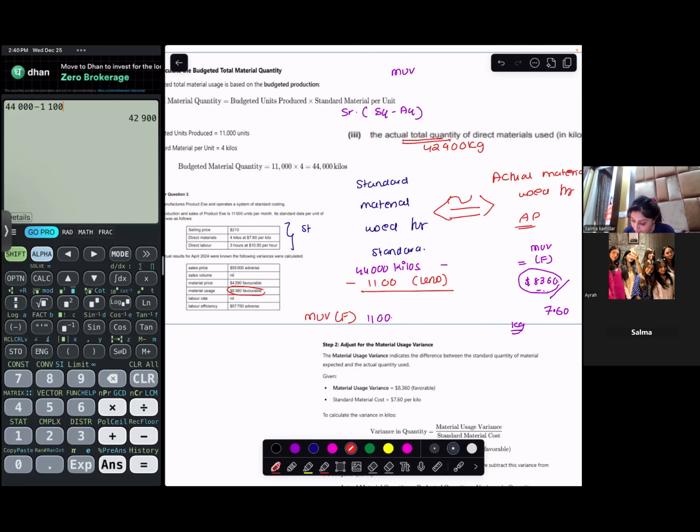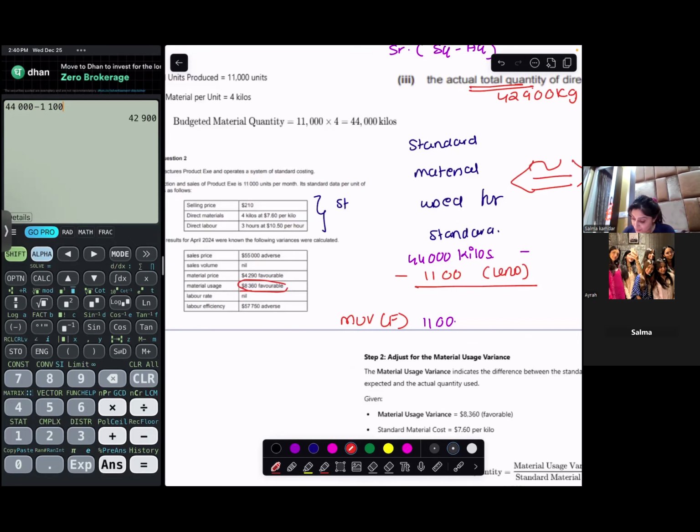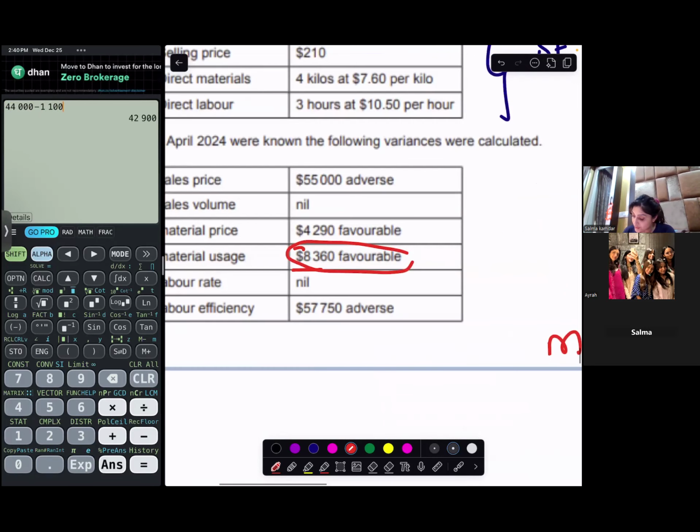It is very important to note here that this usage variance is given to you in dollars. You have to convert it into kg. Do it, I'll wait for you.